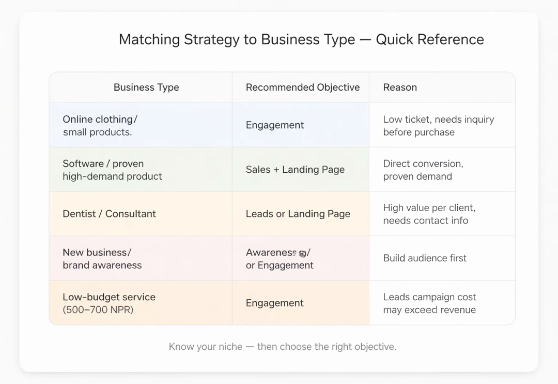Here's a quick reference to help you match your business type to the right campaign objective. Online clothing stores and small product businesses, go with engagement. If you have a software product or something with proven demand, build a landing page and run a sales campaign. Dentists and consultants, use leads or a landing page funnel. New businesses that need to build awareness, start with awareness or engagement campaigns. And for very low-ticket services, stick with engagement because the cost of a leads campaign simply won't justify the revenue per client. The key takeaway is, know your niche, then choose accordingly.